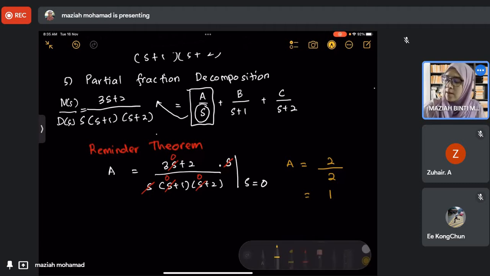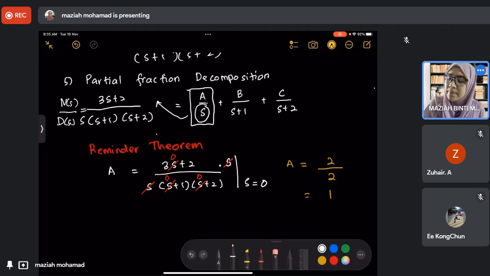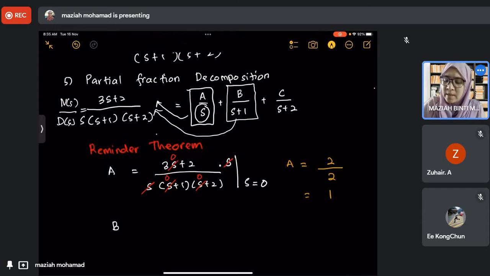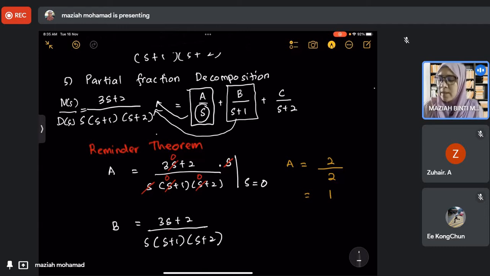Next is for B. For B, we're going to take this term, and then this term will multiply here. Similar steps. So we're going to have B equal to (3S + 2) divided by S, the numerator, (S + 1), the denominator, (S + 0), multiplied with (S + 1), where we consider S equal to minus 1, because we consider this term here, S plus 1 equal to 0. So S equal to minus 1.